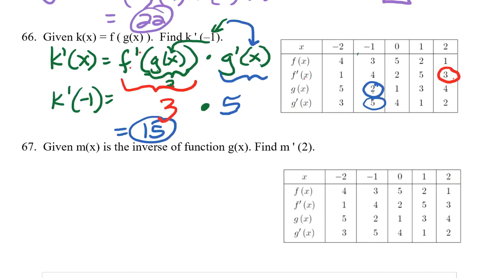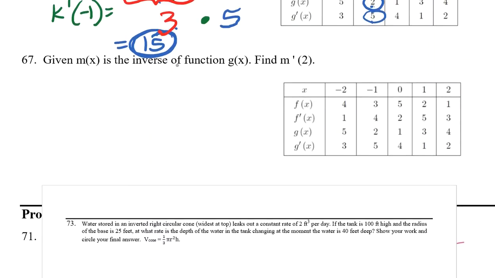I don't know if I had paused the recording incorrectly there, so you can read my steps again up above. G of -1 was our value of 2, and then our f prime of 2 was our value of 3, and then our g prime of -1. The g prime of -1 was our value 5, so we came up with a -15 for that chain rule question. All right, and we got one more with that same table, and it has to do with inverses.